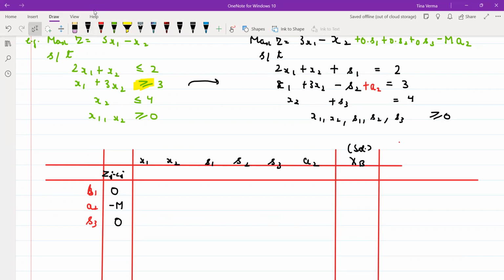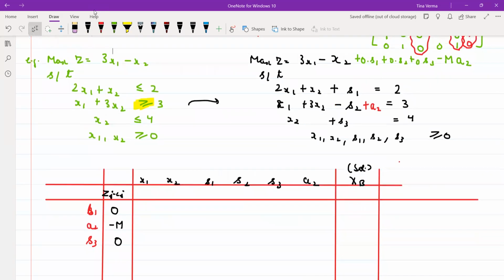How did you write the first table? You write the columns of A as it is. So what were the columns? Here it will be 2, 1, 0 and it is 1, 3, 1. This is 1, 0, 0, 0, minus 1, 0, 0, 0, 1 and this is the column 0, 1, 0. Here you write your right hand side 2, 3, 4.